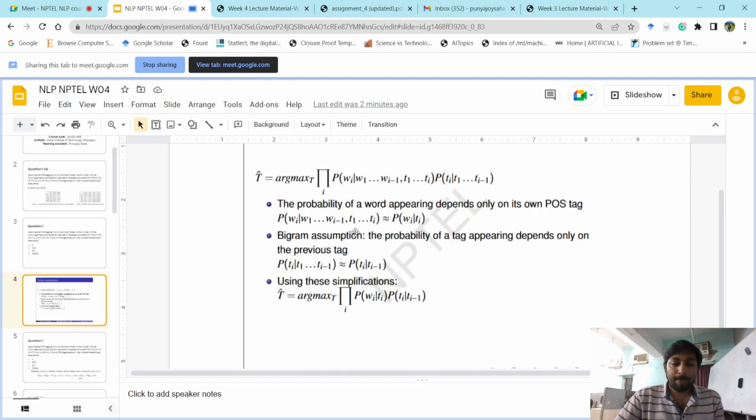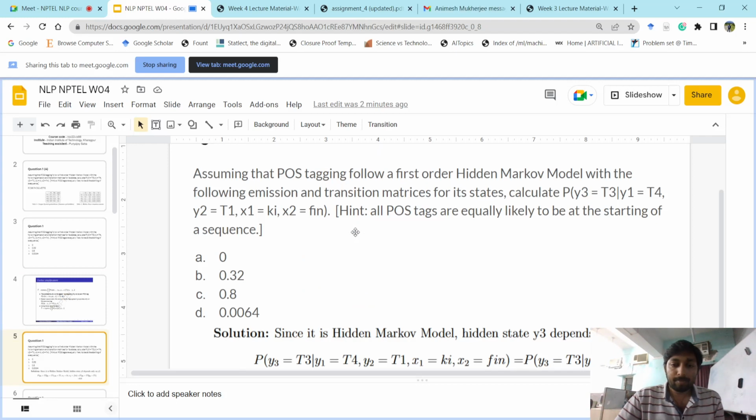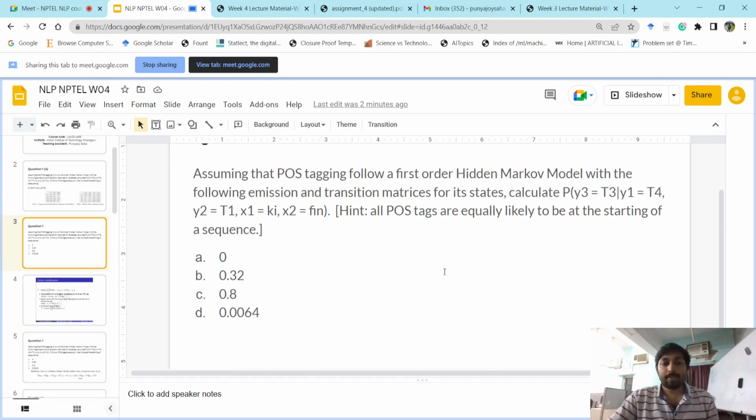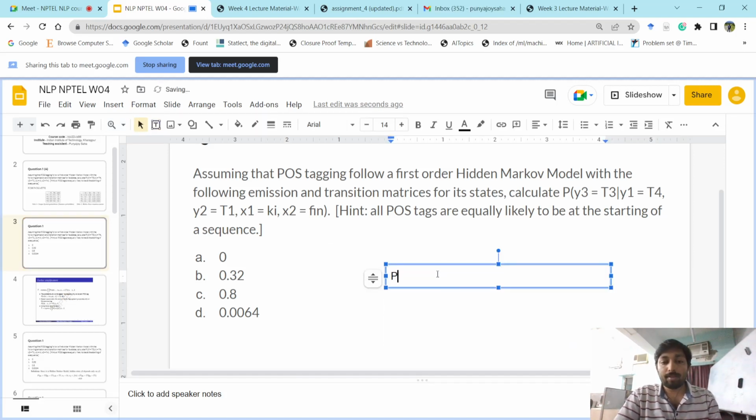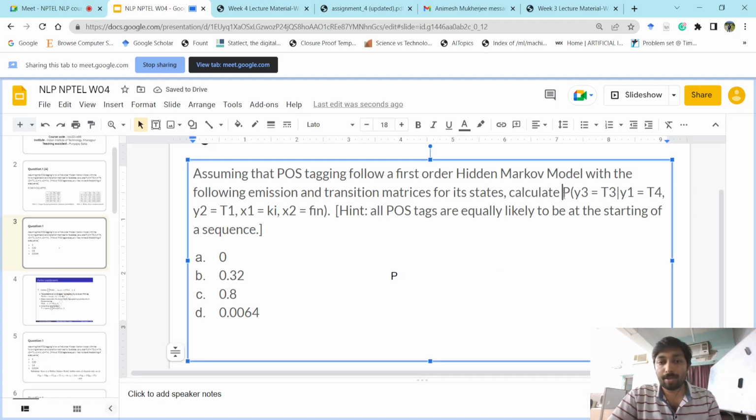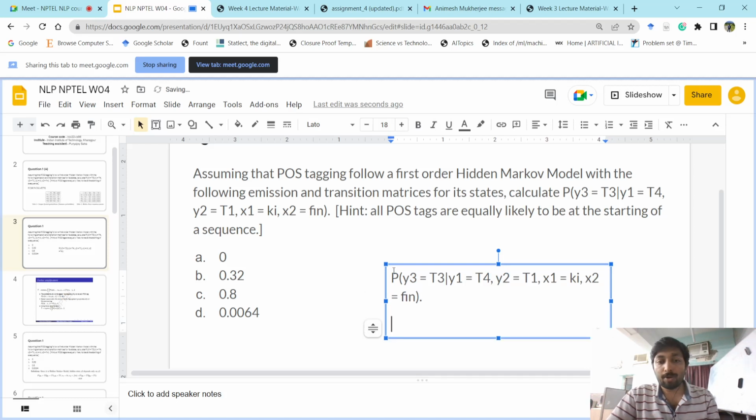So now what will happen here? We need to find the probability of this value, right? Now what do we know by the second rule? That P(y3), which is the POS tag T3, will only depend on the past POS tag. So what is the previous POS tag? So y3 equal to T3 will only depend on which one?